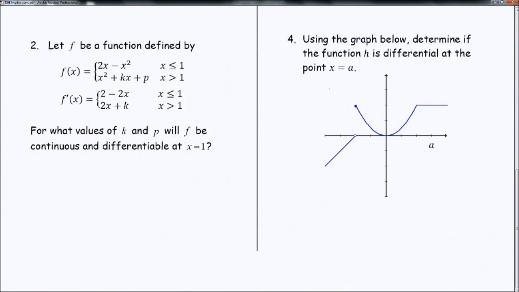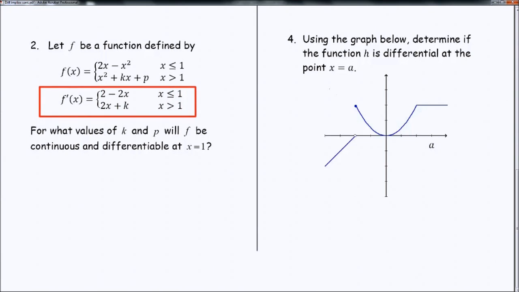Alright, number 2, let f be a function defined by f of x is equal to 2x minus x squared, where x is less than or equal to 1, and x squared plus kx plus p, where x is greater than 1, and the derivative f prime of x is equal to 2 minus 2x, where x is less than or equal to 1, and 2x plus k, where x is greater than 1. Typically, I'm not going to give you that f prime of x. You're going to have to figure that out on your own.